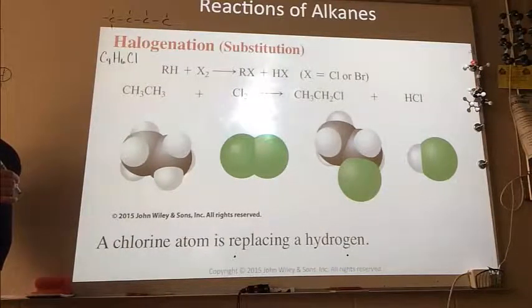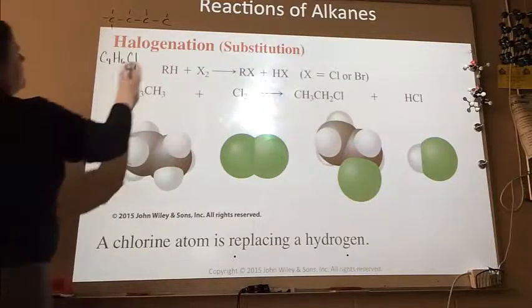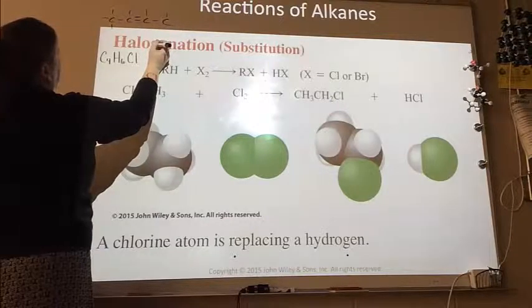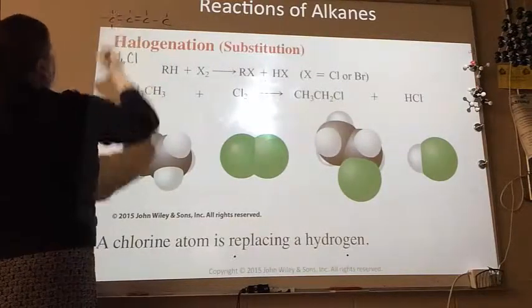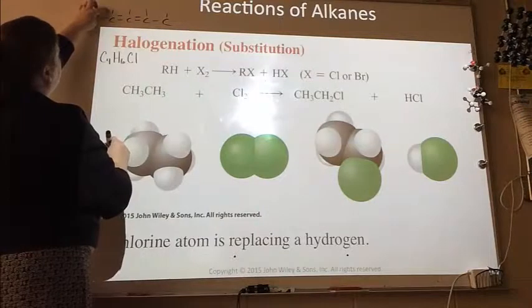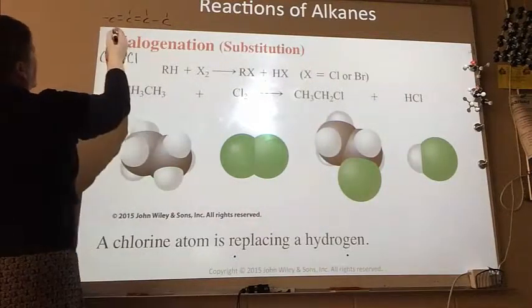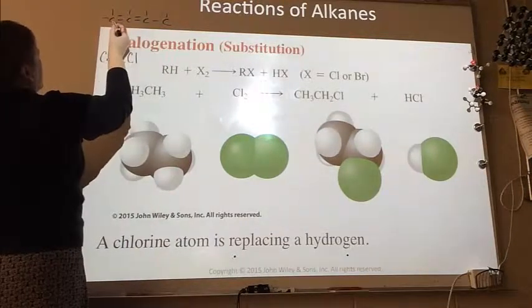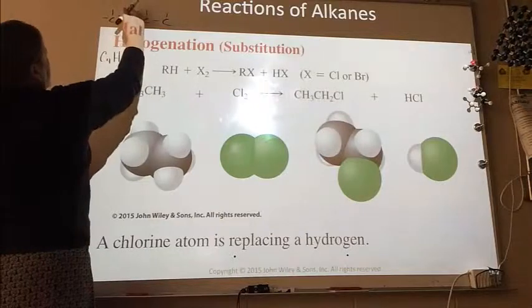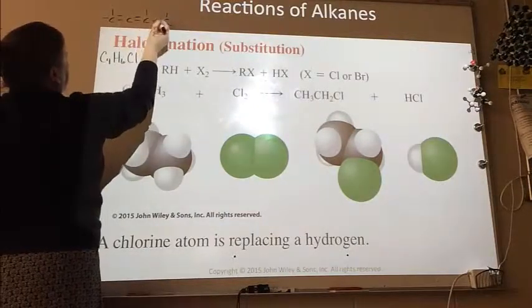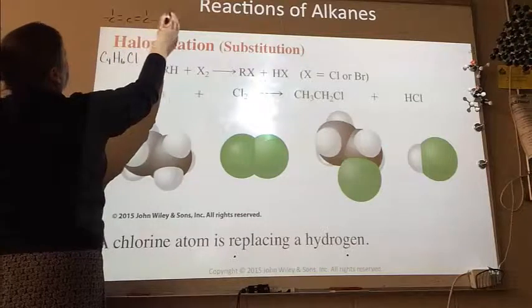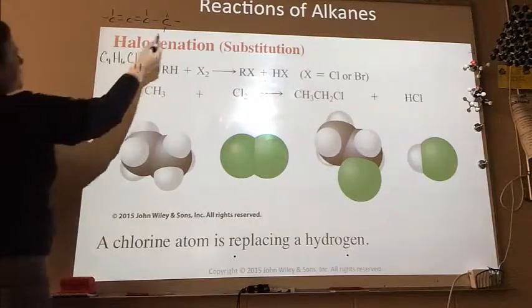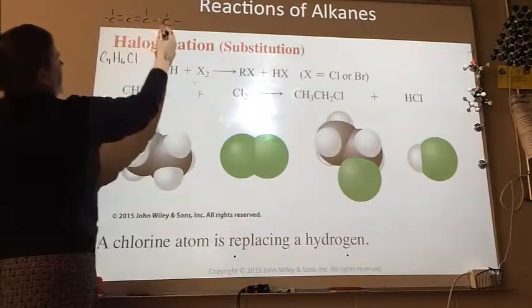C4H6Cl. Well, what if we put a double bond there and a double bond there? There would be no hydrogen there. There could be one there.